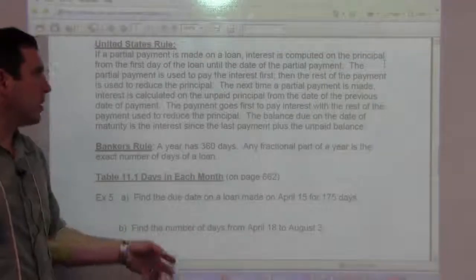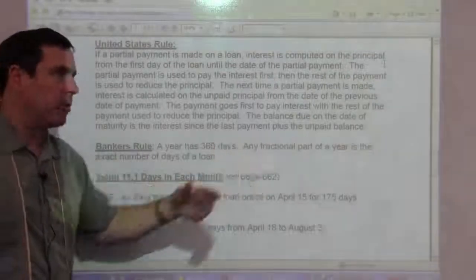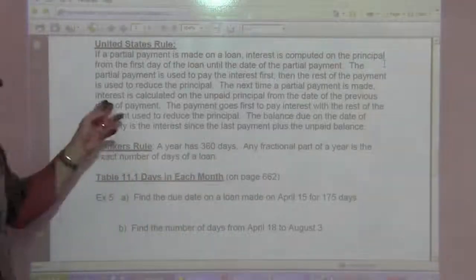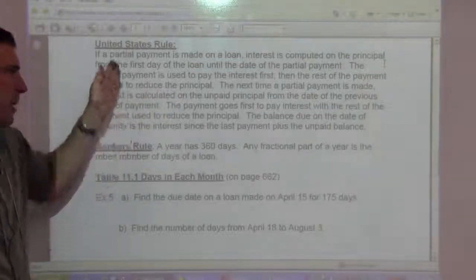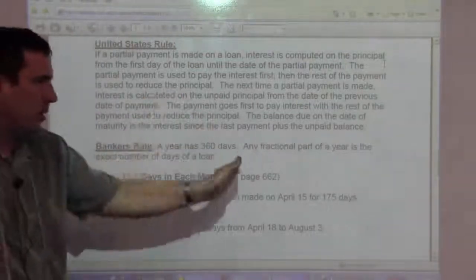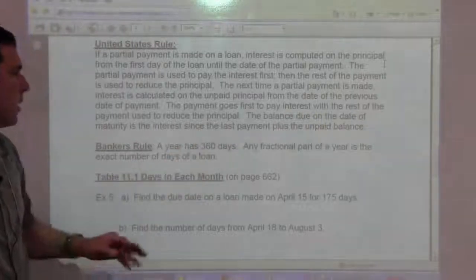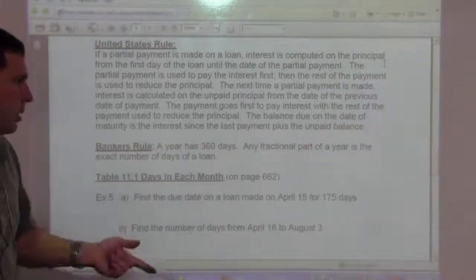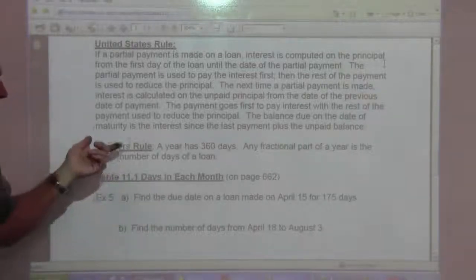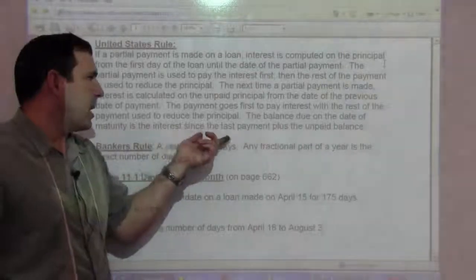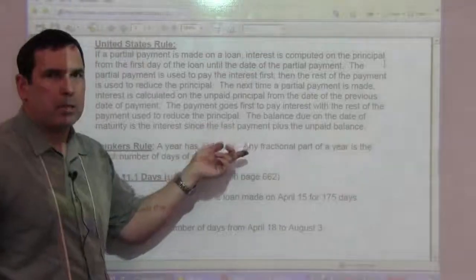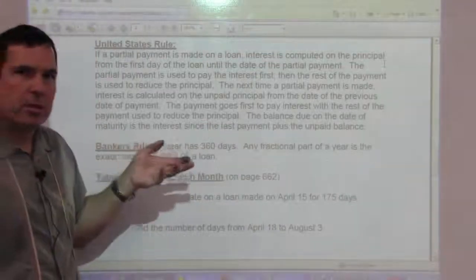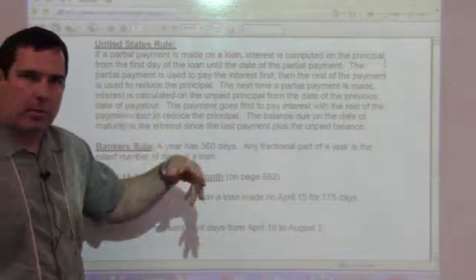The next time a partial payment is made, interest is calculated on the unpaid principal from the date of the previous payment to the day you're making the payment. The payment first goes to pay interest again, and then the rest goes to the principal. The balance due on the date of maturity is the interest since the last payment plus the unpaid balance. So the way it works is you pay interest from the last payment to the time you're making the payment.